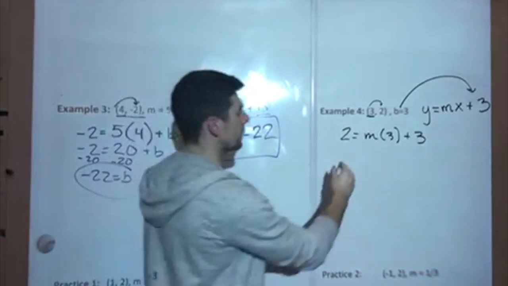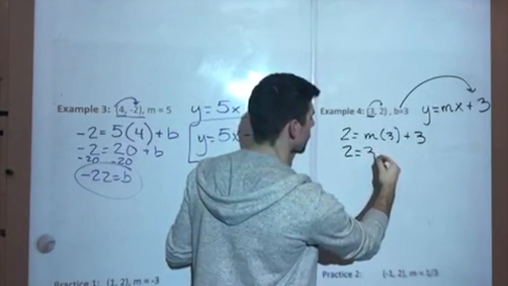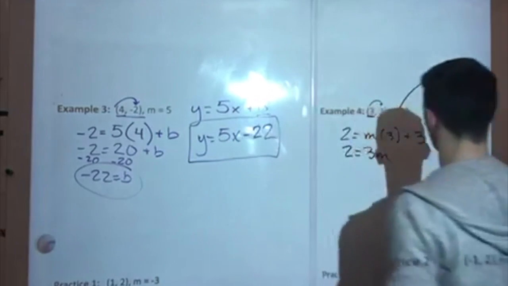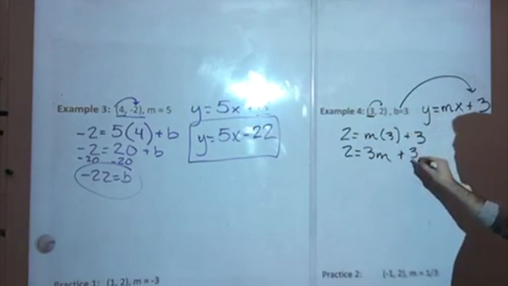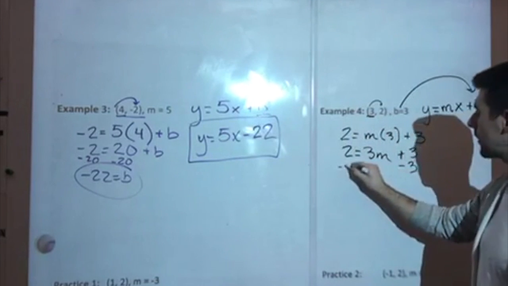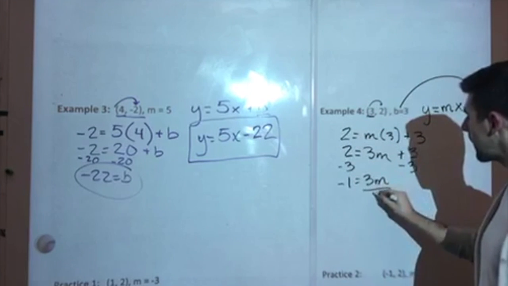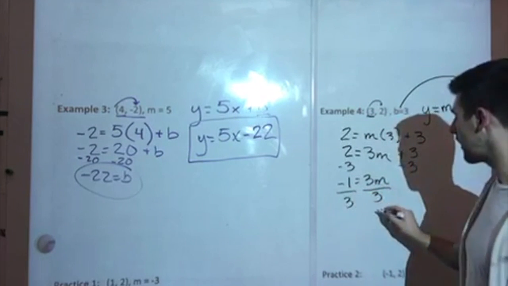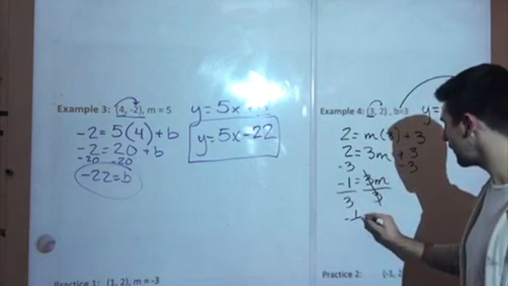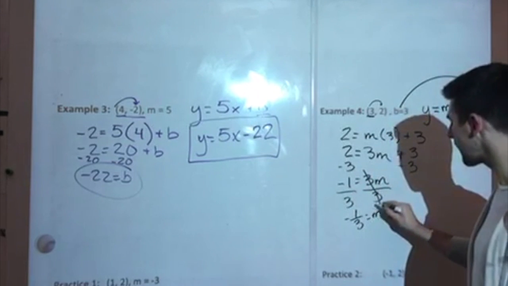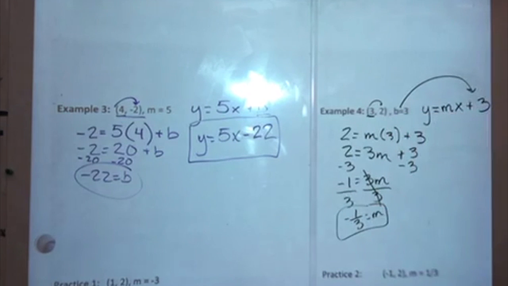Let's rewrite this a bit just to make it look more familiar. I'm going to put the coefficient in front of the m. And now I'm just trying to solve. I'm going to subtract 3 from both sides. So I have negative 1 is equal to 3m. And then divide both sides by 3. And oh man, can you believe it? We figured it out again. The slope is negative 1/3. So the equation for this line is y is equal to negative 1/3 x plus 3.